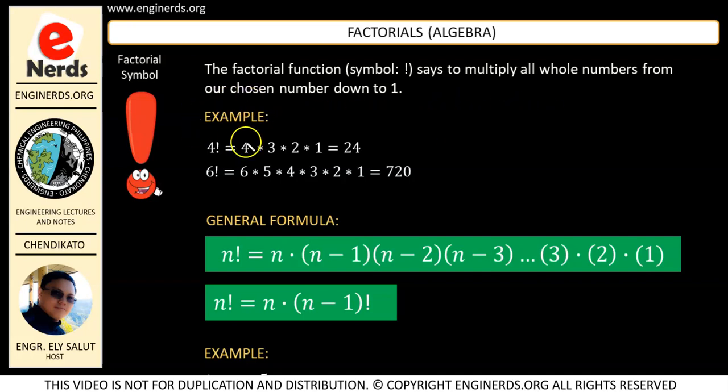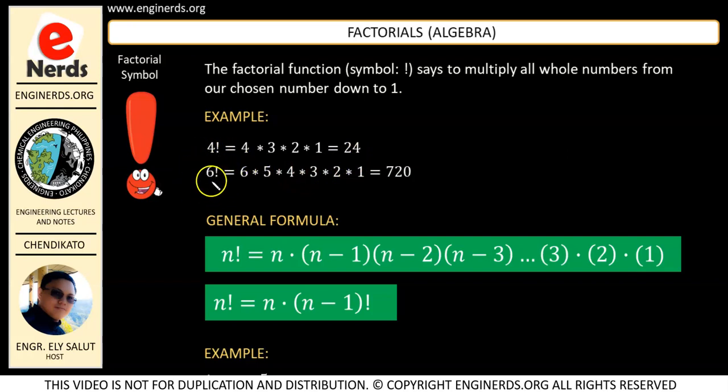So, we have some examples here para mas maintindihan natin. We have here 4 factorial. So, 4 is our chosen number here. So, as per our definition, we will multiply all whole numbers from our chosen number down to 1. So, our chosen number is 4. We will multiply it sa lahat ng whole numbers down to 1. So, we have 4 times 3 times 2 times 1, which is equal to 24. Right? Because 4 times 3 is equal to 12 times 2 is equal to 24 times 1 is equal to 24.